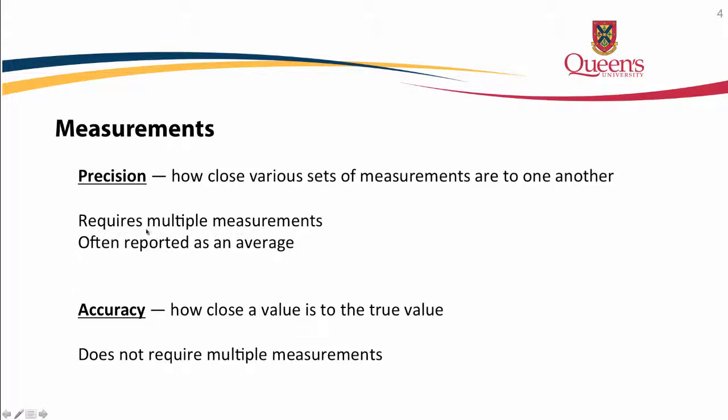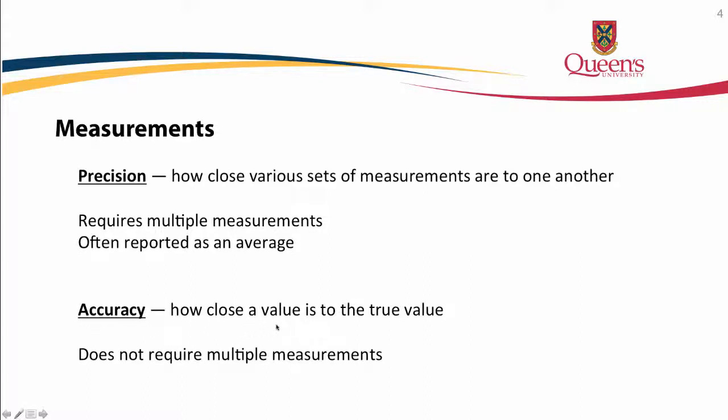Precision requires multiple measurements because it's how close various sets of measurements are to one another. So you need comparables, and it's often reported as an average, for example. And then let's talk accuracy for a second.